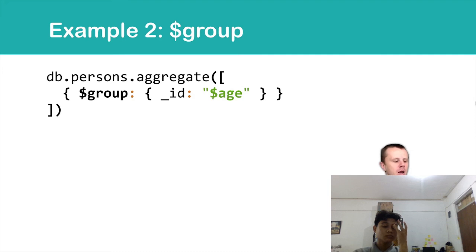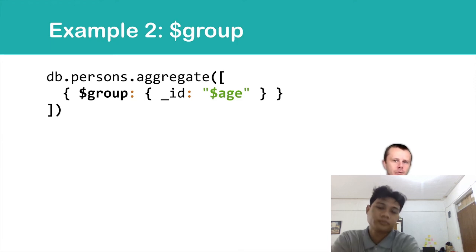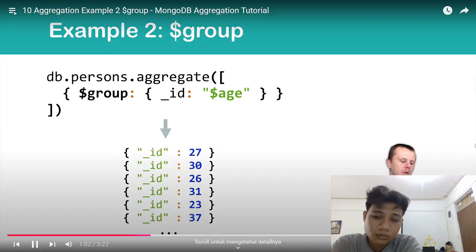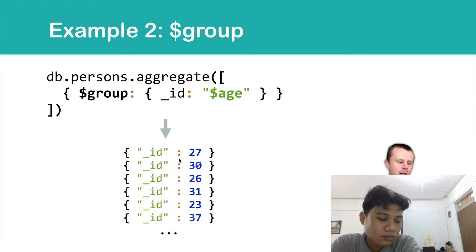Answer is simple. Whole collection persons is passed to the group stage, because we don't have any other stages before group. So we will group all documents in the collection persons, and we will group them by age. What do we get as a result of operation? We get set of documents with exactly one field, underscore ID, here it is, and different values appear on the right side. Those values are distinct values of the age field of the documents in the persons collection.